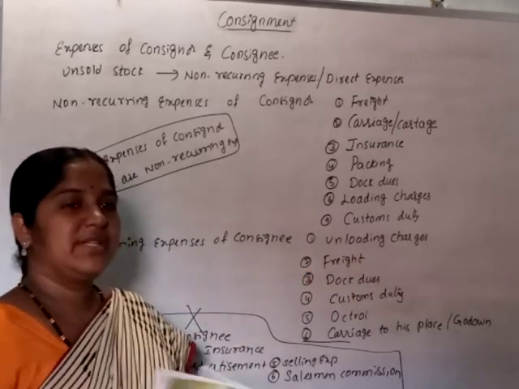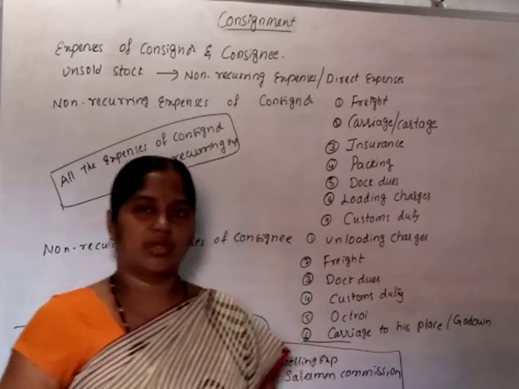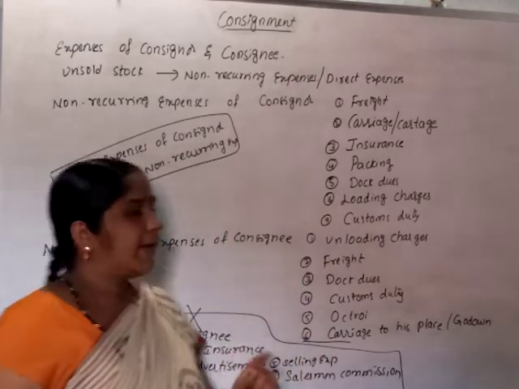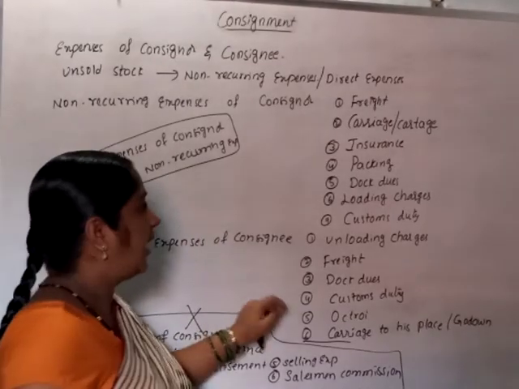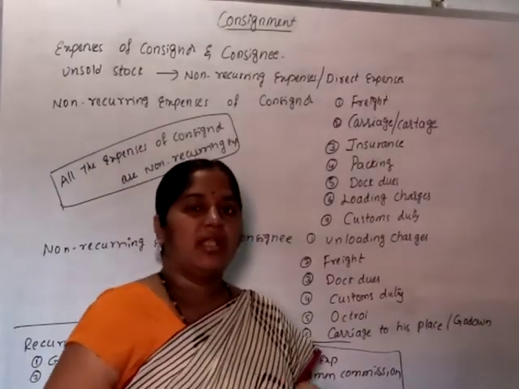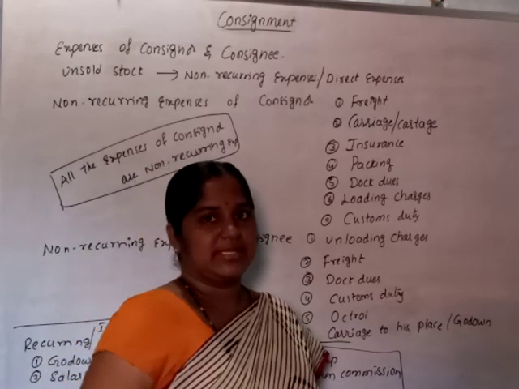Okay. So it means when we are calculating the unsold stock, we should consider the non-recurring expenditure of the consignor and the consignee. And how to calculate the unsold stock value, we will discuss in the next class.